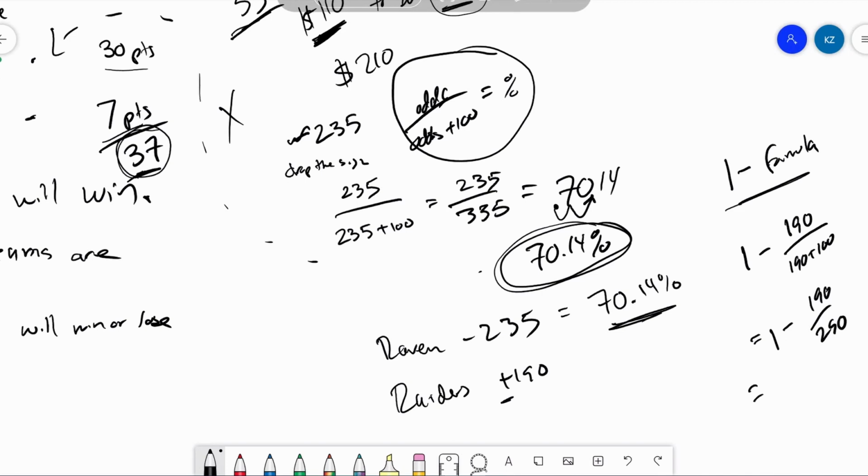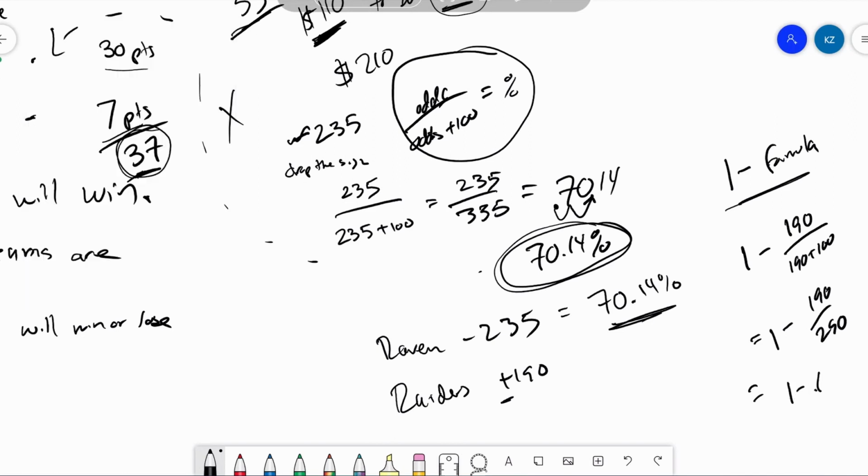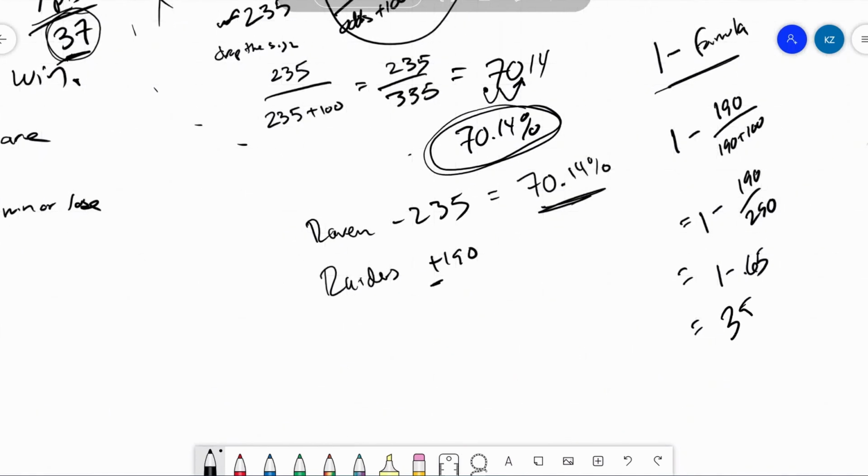And then again, we take out our handy calculator. We clear it. 190 divided by 290. Cool, so that's 0.65. So it's just going to be 1 minus 0.65, and that is going to give us 35. You want to be more precise using decimals for more long-term value, but roughly we're looking at 35%.